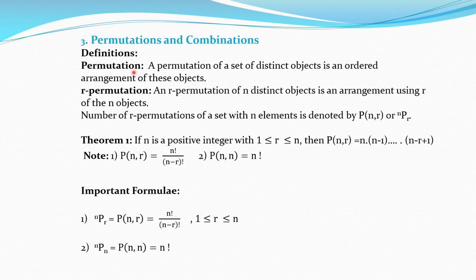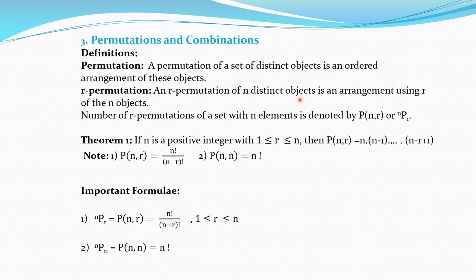Now first see what is the definition of permutation. A permutation of a set of distinct objects is an ordered arrangement of these objects. Now what is r permutation? An r permutation of n distinct objects is an arrangement using r of the n objects. Now see, there are n distinct objects, means none of them are identical, all n objects are different objects. Now out of that n distinct objects, if we are taking arrangements of only r at a time, then that arrangement is considered as r permutation of n distinct objects.